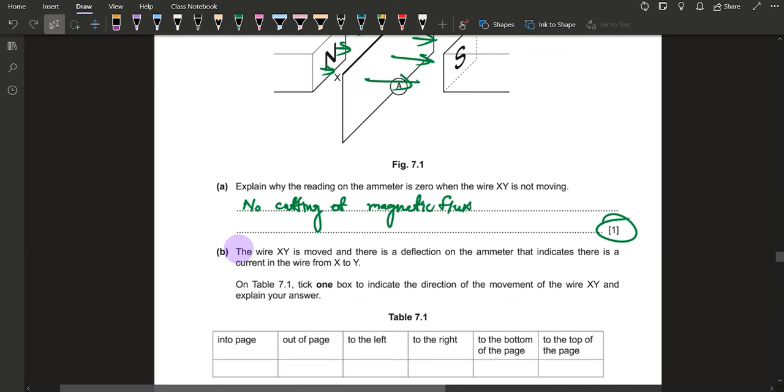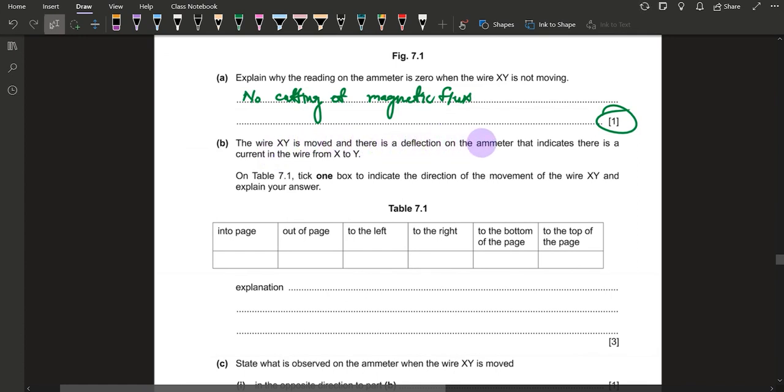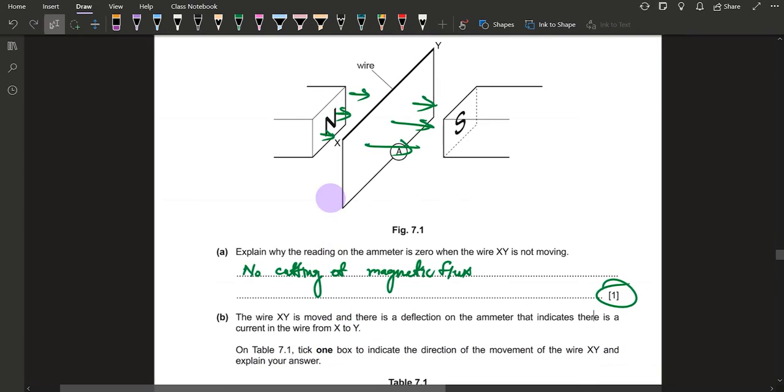Part B says the wire XY is moving and there is a deflection on the ammeter that indicates that there is a current in the wire from X to Y. And it says that in table 7.1, tick one box to indicate the direction of the movement of the wire XY and explain your answer. So here they have mentioned that the current moves from X to Y from the ammeter. This is the tricky part in the question. It says on the ammeter, it is like this, from X to Y. So it's like this from the ammeter perspective.